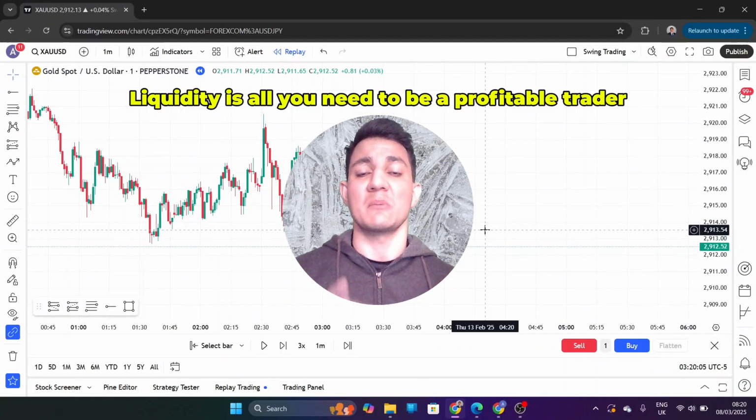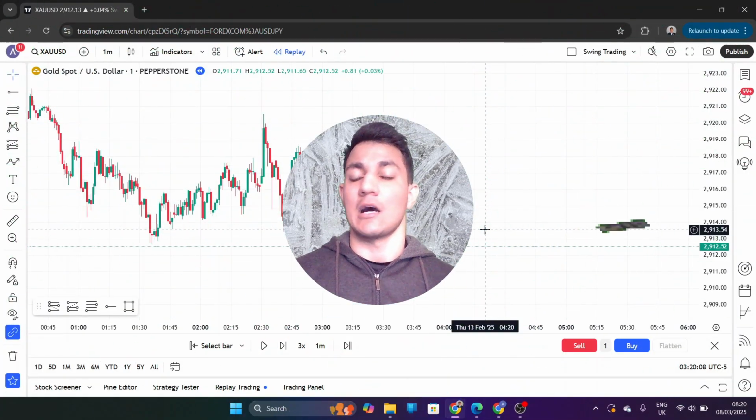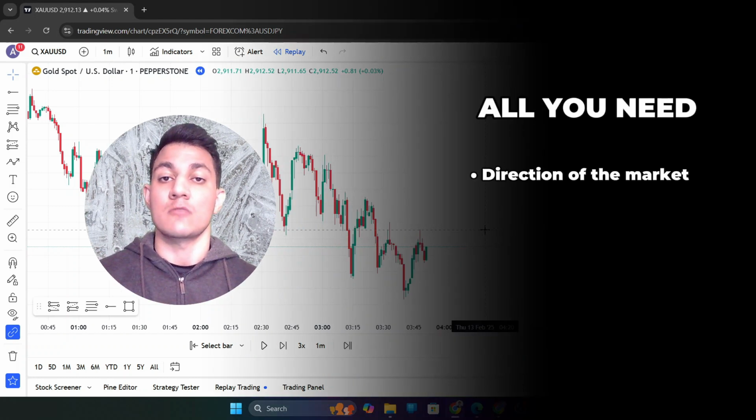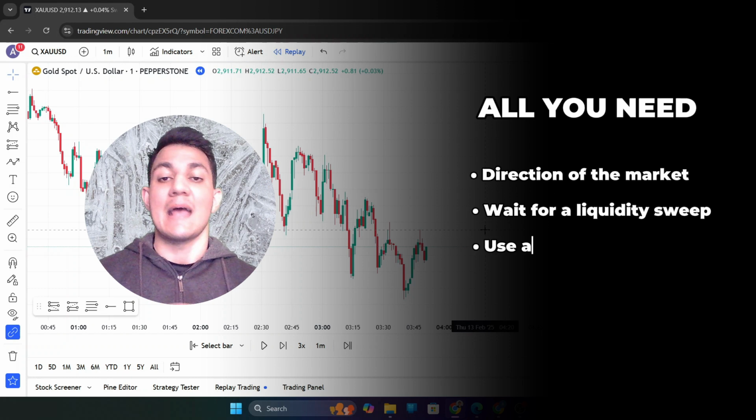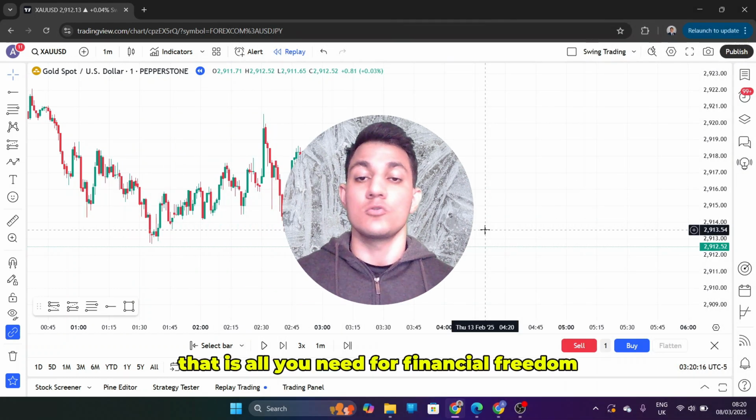Liquidity is all you need to be a profitable trader. And if you want to make 10K a month from trading, 100K a month from trading, whatever amount, all you need is to get the direction of the market right, wait for a liquidity sweep, and then enter on a simple entry path. That is all you need for financial freedom.